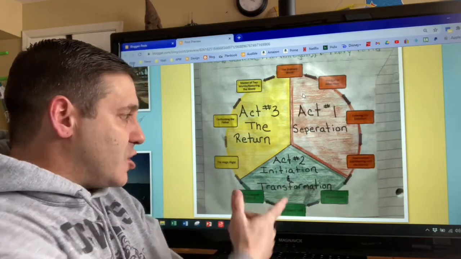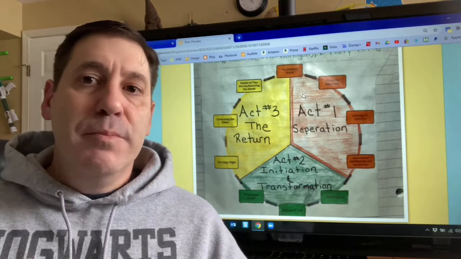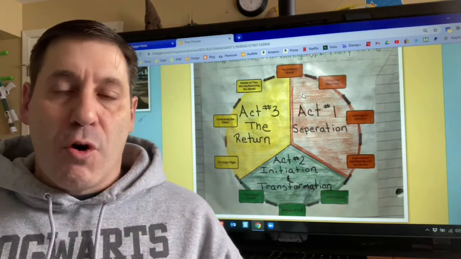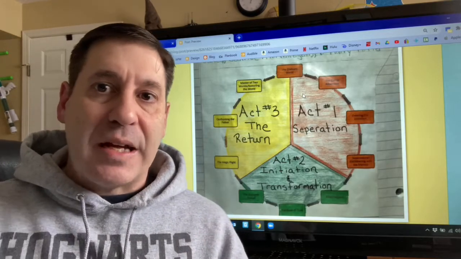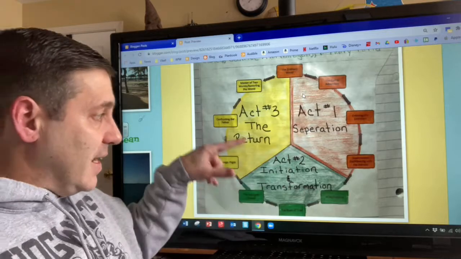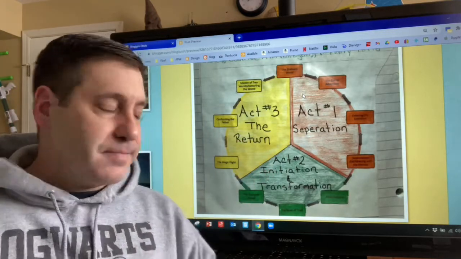And transformation. Well, growing up, there were these really popular toys called Transformers. There are now movies out about Transformers. And we know that transform or transformation means to change. So in Act 2, our hero is going to be welcomed into a new group, and they're going to go through a change.